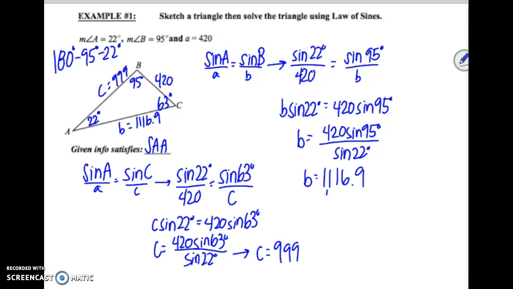The law of sines can be used to solve any triangle, whether it be a right triangle or an oblique triangle, as long as we are given angle, side, angle, or side, angle, side.